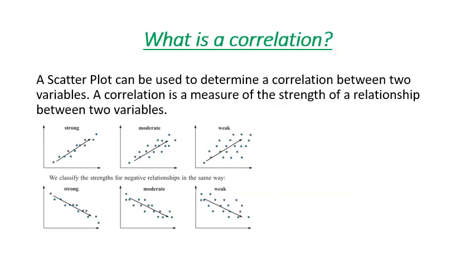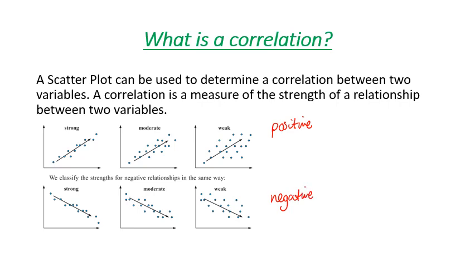Now, scatter graphs or scatter plots can be used to determine a correlation between two variables. So we've talked about how we use two variables and put them on scatter plots, but we can actually determine a correlation. So what is a correlation? Well, essentially a correlation is just a measure of the strength of the relationship between them. Now, the relationship between two variables can sometimes be positive and sometimes be negative.